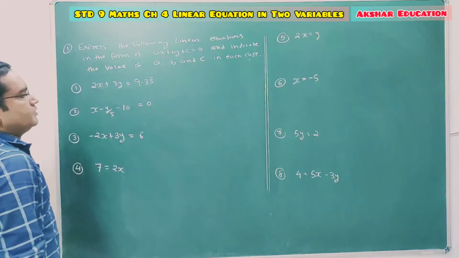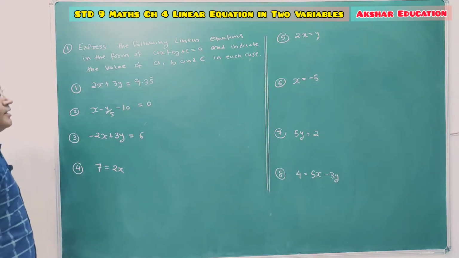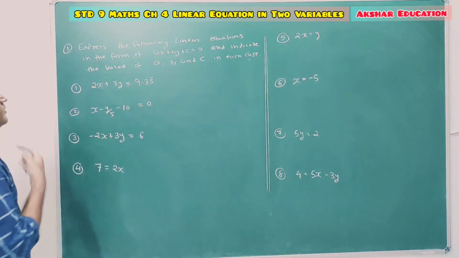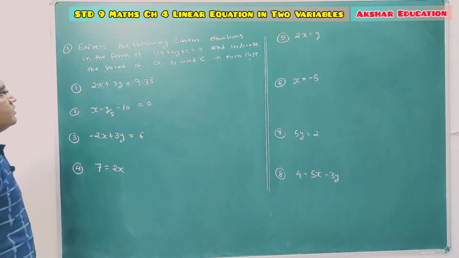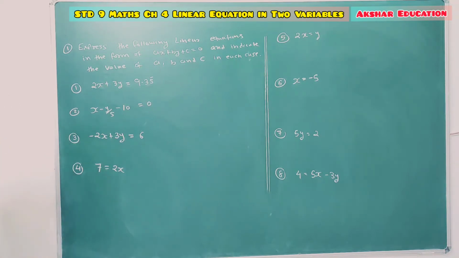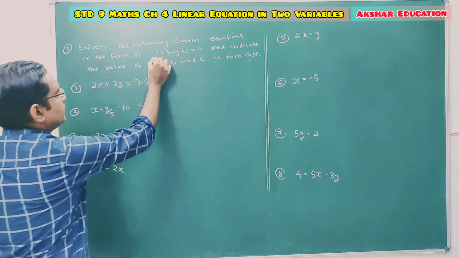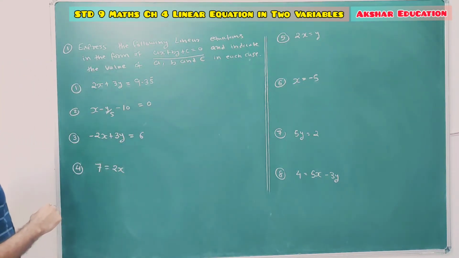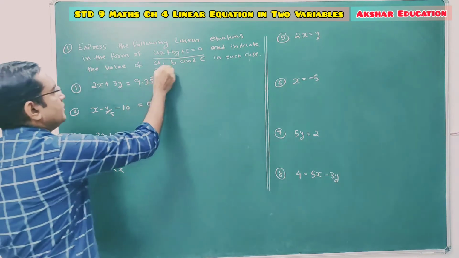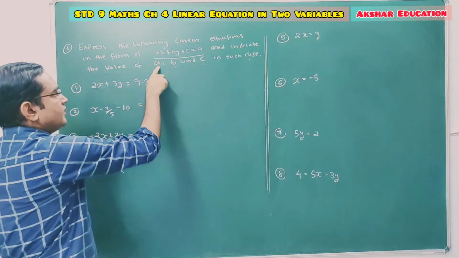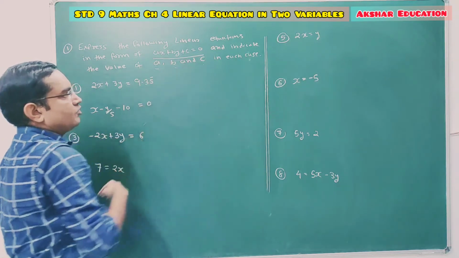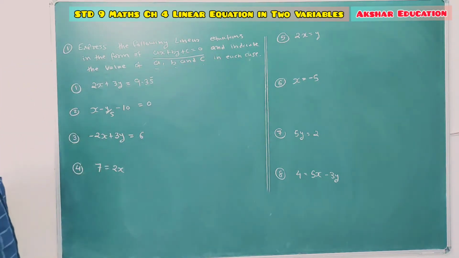Pause the video, students. Now consider the sums based on linear equations in two variables. Here the instruction is: express the following linear equations in the form of ax plus by plus c equal to 0. That means you have to write the given equations in the standard form of linear equations in two variables, and then find the values of a, b and c. A is the coefficient of variable x, b is the coefficient of variable y, and c is the constant term. Clear? So let's start with question number 1.